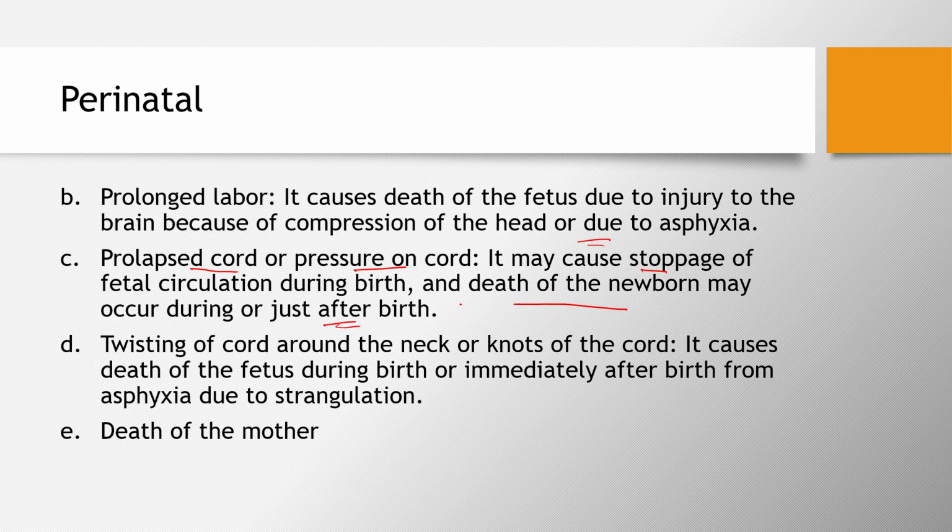The cord may be compressed by any reason, or prolapsed, or pressure may be there, which may lead to death. Then twisting of the cord around the neck or knots in the cord can cause death of the fetus during birth or immediately after birth because of asphyxia and strangulation. One more reason may be the death of the mother. Death of the mother may be because of any reason, like accidental death or intentional homicidal death, which may cause the death of the infant, leading to live birth.